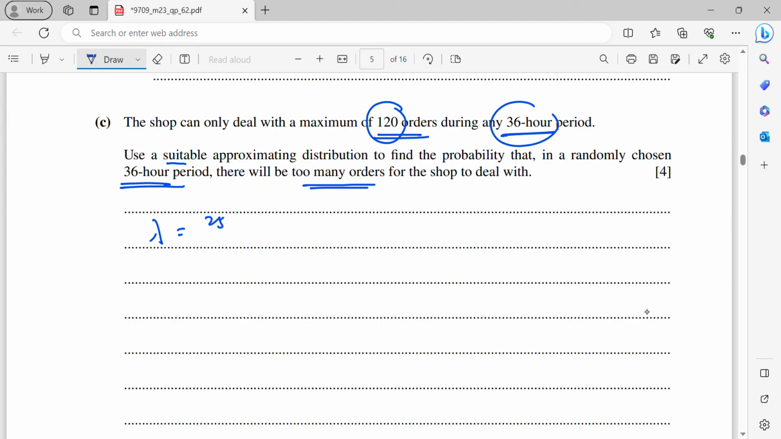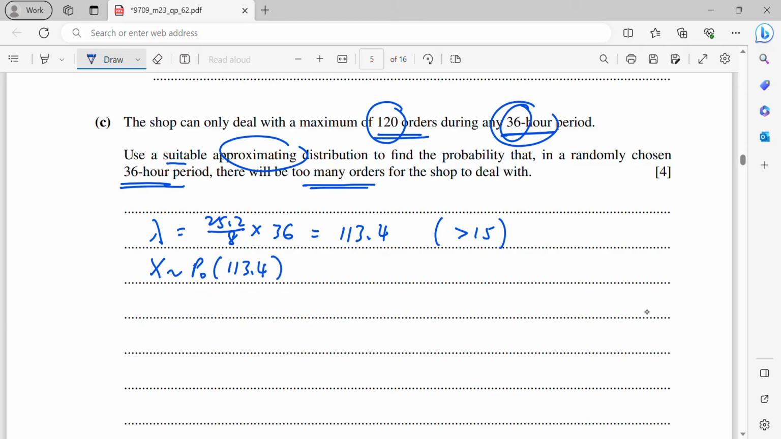So my lambda per hour will be 25.2 divided by 8, then times, now I'm considering 36 hours. So this 25.2 over 8 is basically for 1 hour. So now you times 36 hours, and that will be the mean number of orders arriving during the 36 hours. So I will get 113.4. Now, since this value is greater than 15, then we are using the approximating distribution. So that will be the normal approximation, which means my X is initially Poisson with 113.4 orders arriving.